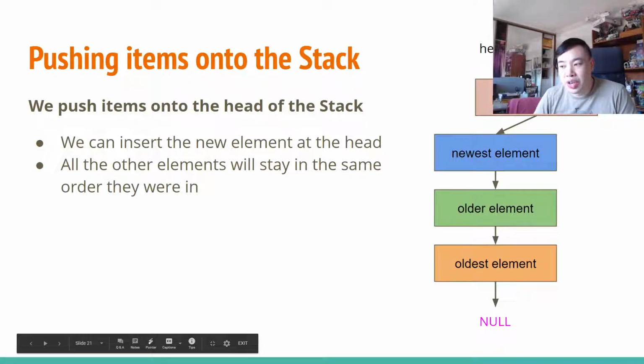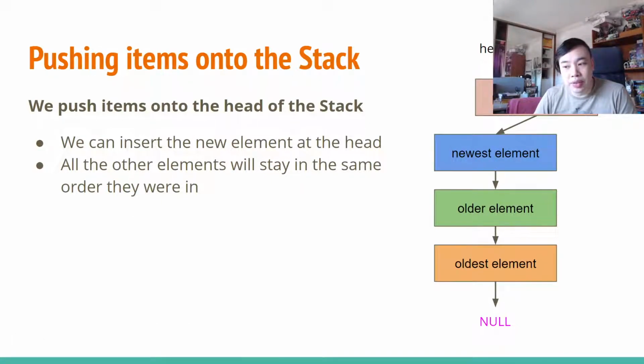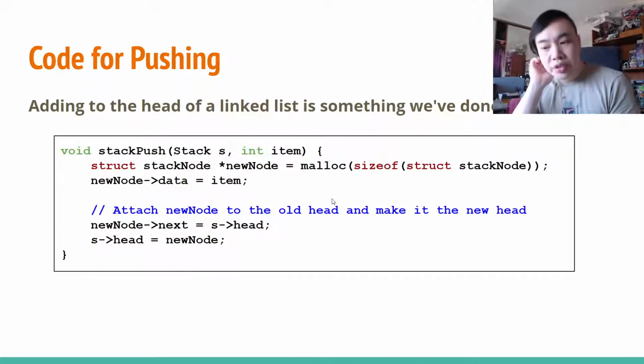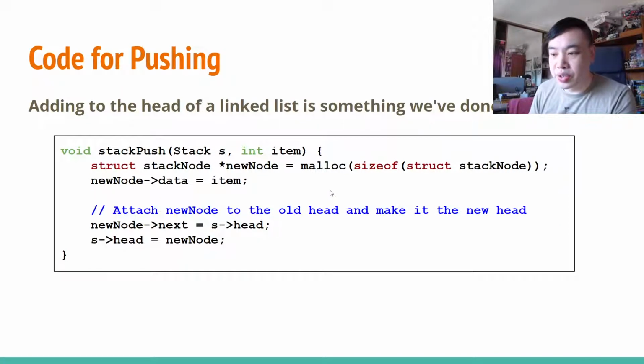And the new element gets added on at the head of the list. None of the other elements will change their order, because the stack keeps its order. I'm going to add a new element at the top of the list. And if I was to remove an element, the only thing I could remove is whatever the head was pointing at. So, some code here for pushing onto a stack.